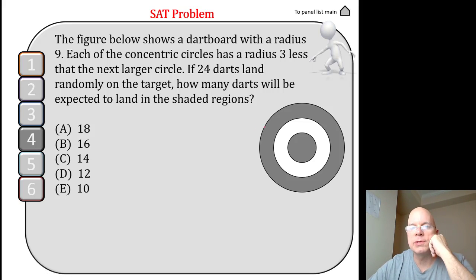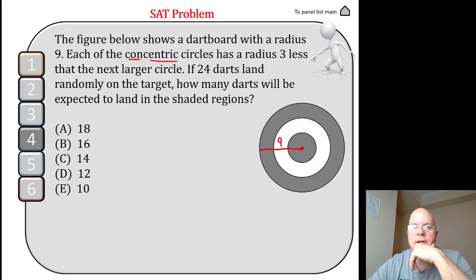The figure below shows a dartboard with a radius 9. They're talking about the entire dartboard. So allow me to place that dimension on the dartboard. Radius, distance from the center to the edge. Each of the concentric circles, there are 1, 2, 3 concentric circles here, concentric with the same center. They all share this center.